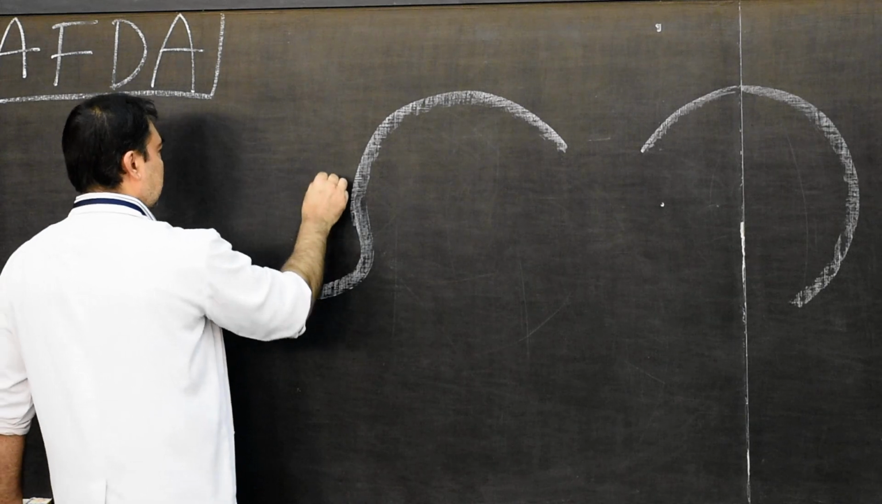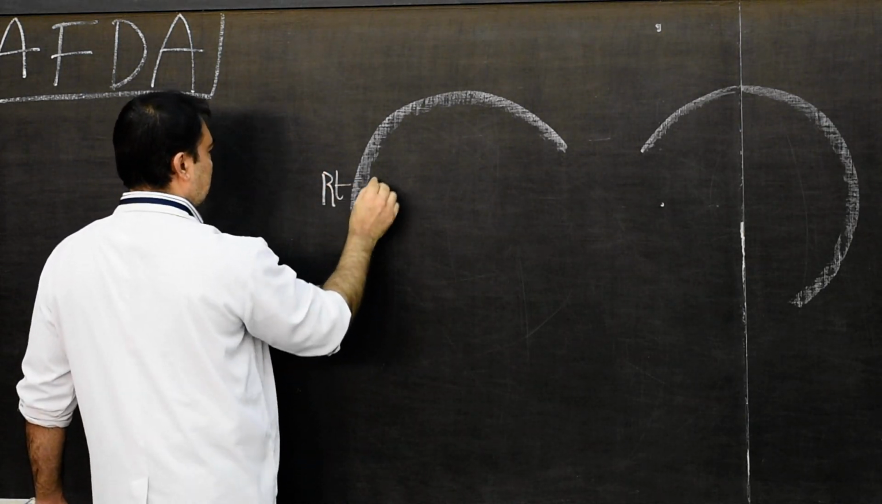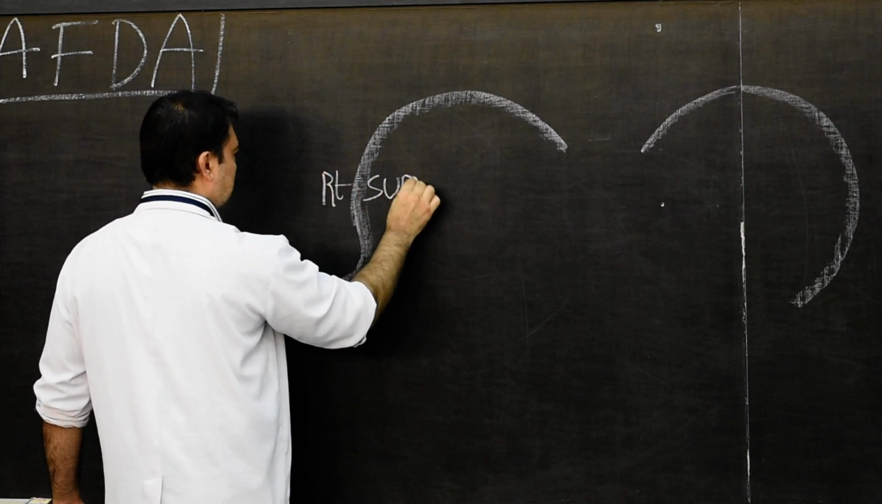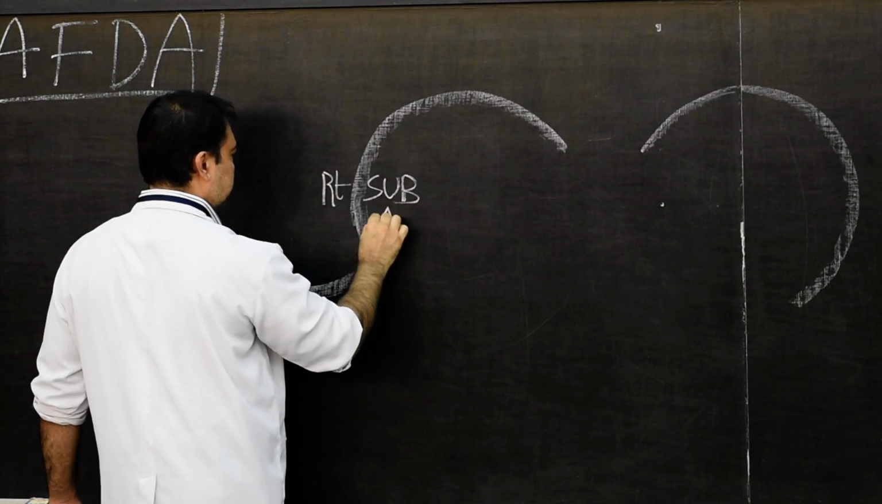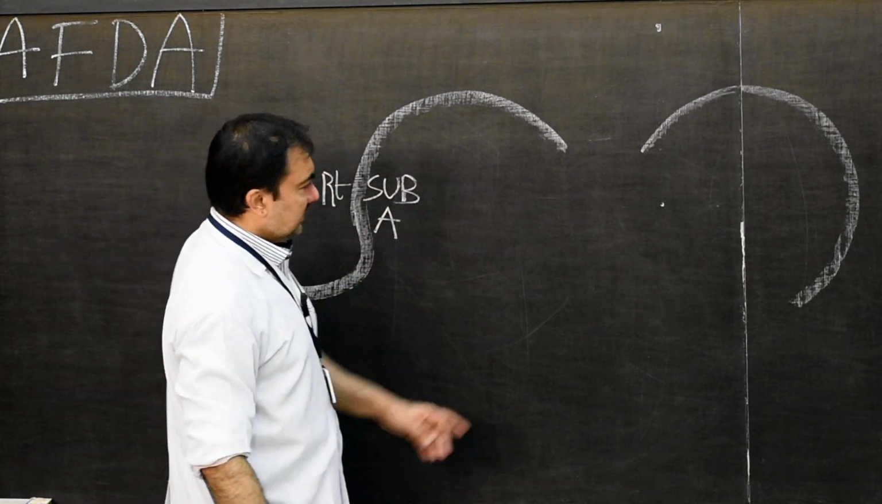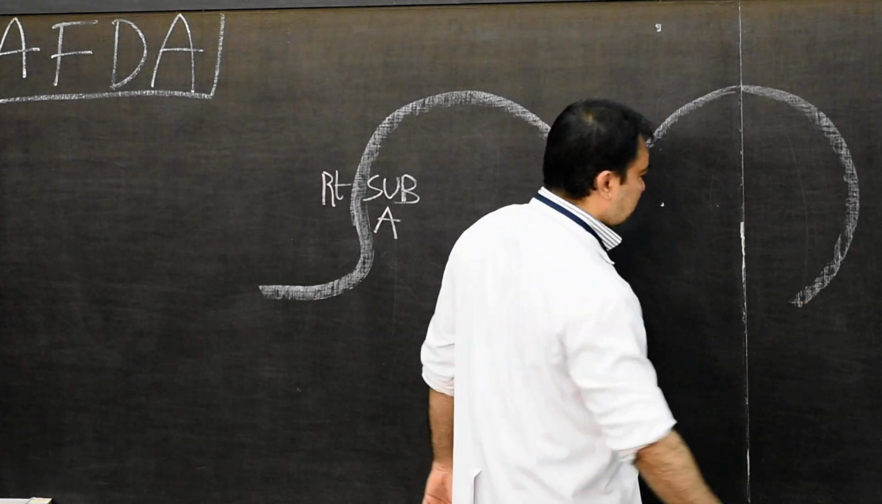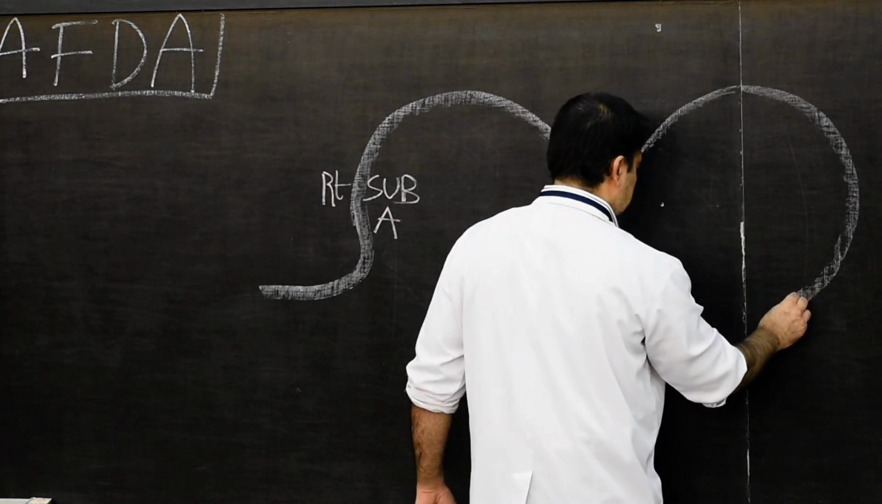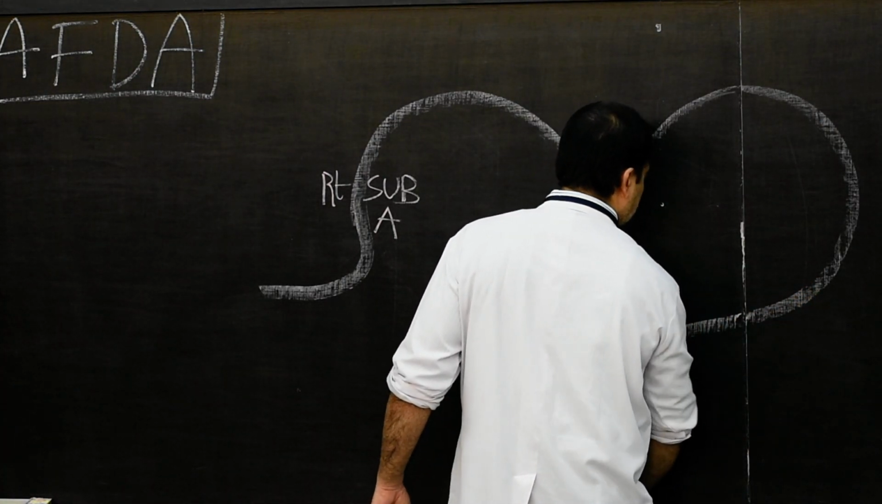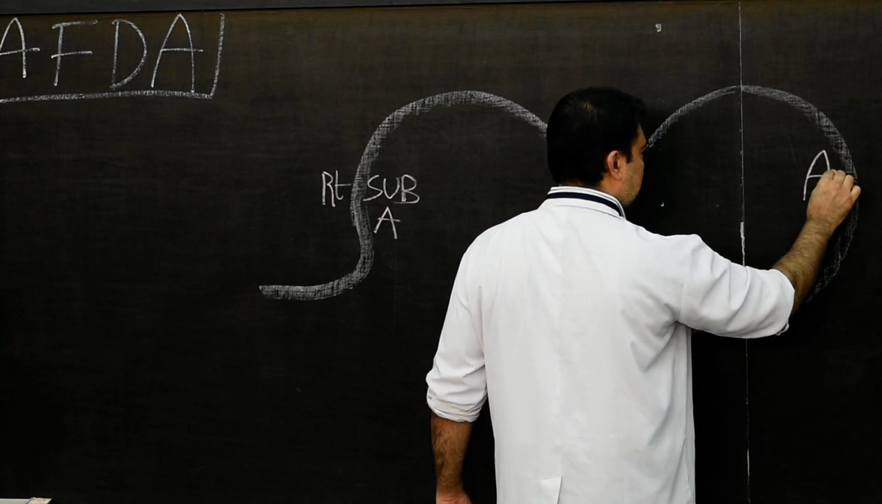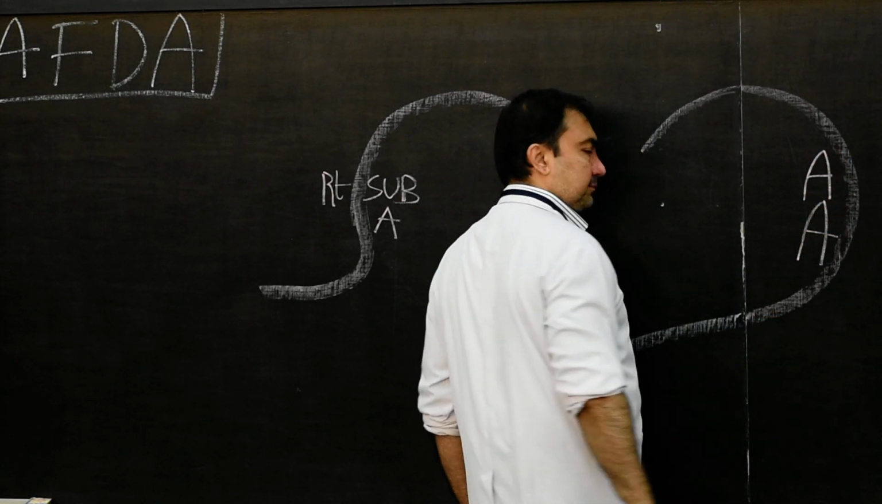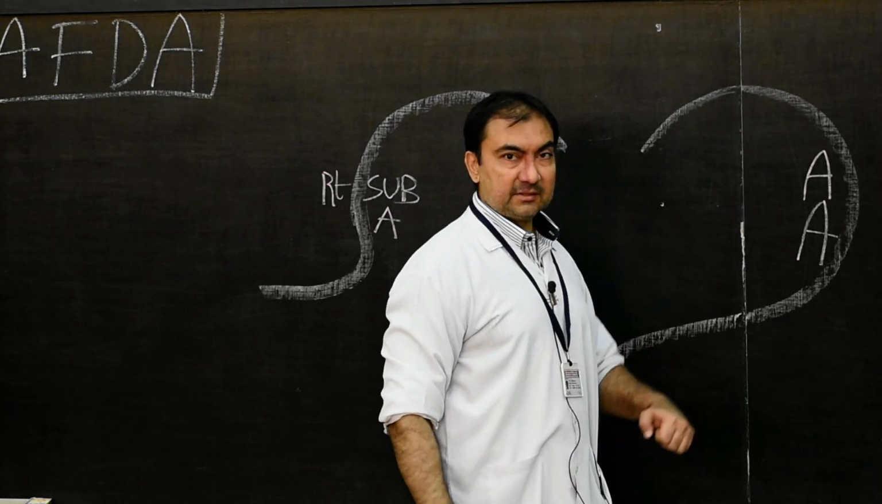So this is the right subclavian artery. What about the left side? The entire left dorsal aorta will help in the development of the arch of aorta, that is below the ductus caroticus.